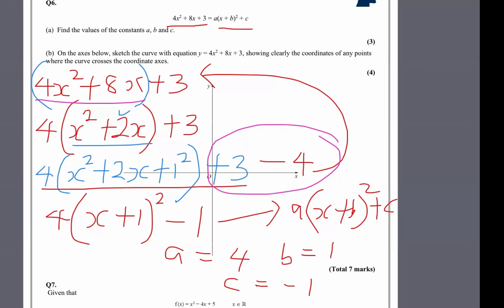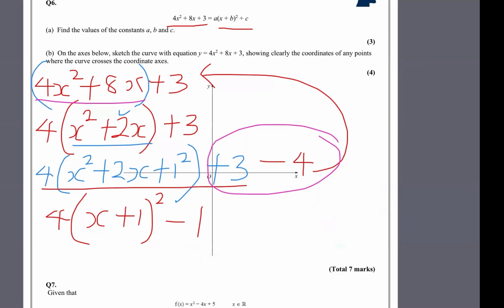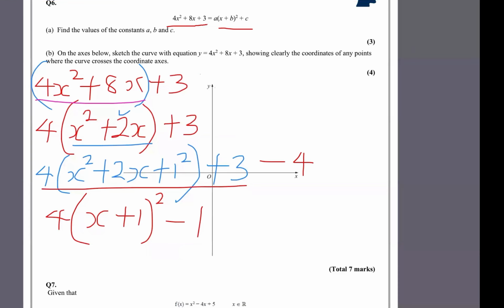So the first part of the question has been achieved. This step is straightforward, completing the square. If you have difficulties with completing the square, hopefully one of these days we will take a question and explain how to complete a square. So the first part, like I said, has been taken.